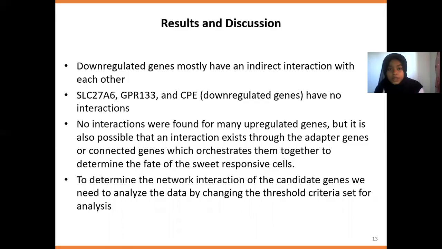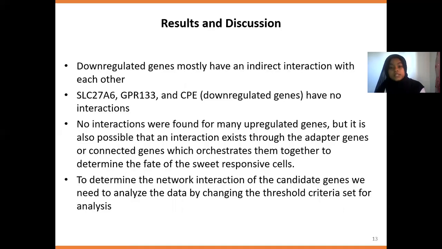So all in all, we saw that the downregulated genes mostly had an indirect interaction with each other, and we saw that the SLC27A6, the GPR133, and the CPE have no interactions. But it's important to note for both the upregulated and the downregulated genes that just because this analysis doesn't show that an interaction exists doesn't mean that there are not any interactions that exist. It's possible that there are interactions through adapter genes or connected genes.